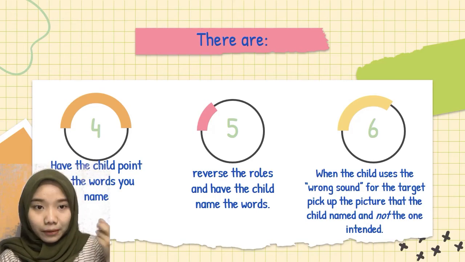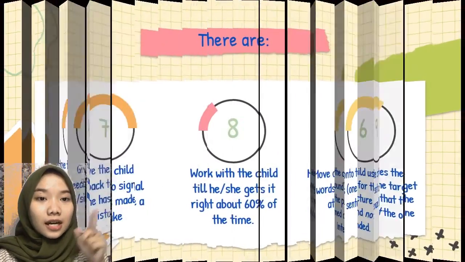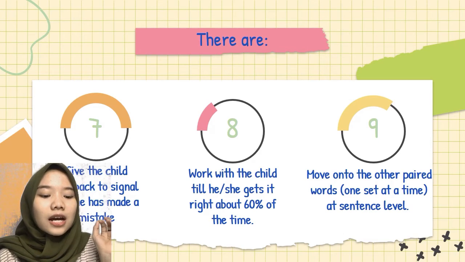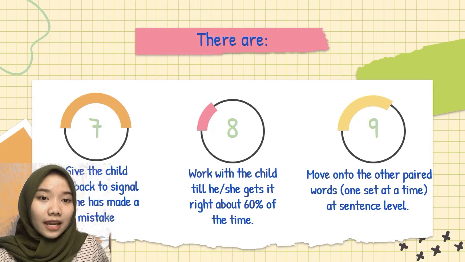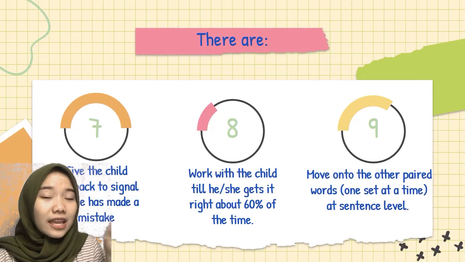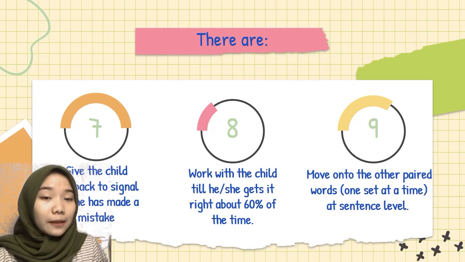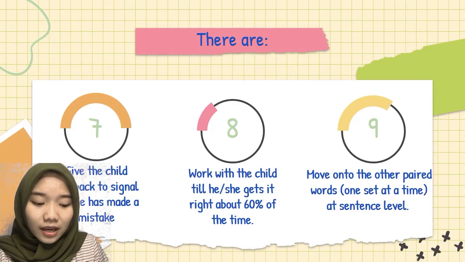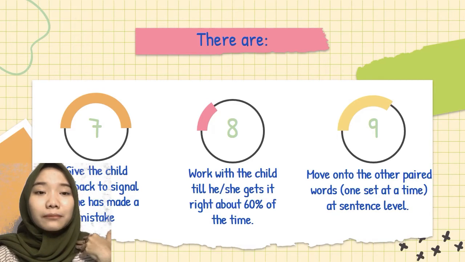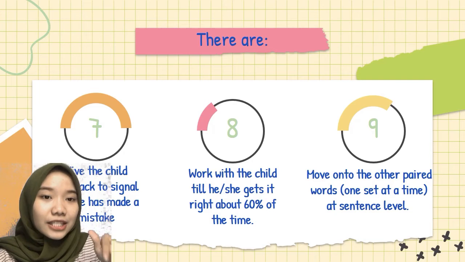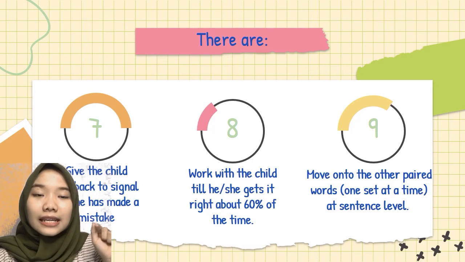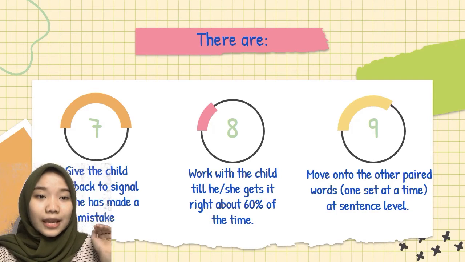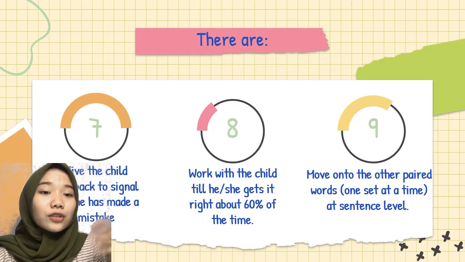Okay, remember. And seven is give the child feedback to signal he or she has made a mistake. In Ben's case, I might say, "Oh, do you mean peg or big? I'm not sure what you mean. Tell me again." This is a teaching moment where Ben learns he needs to say the word differently for others to understand him.